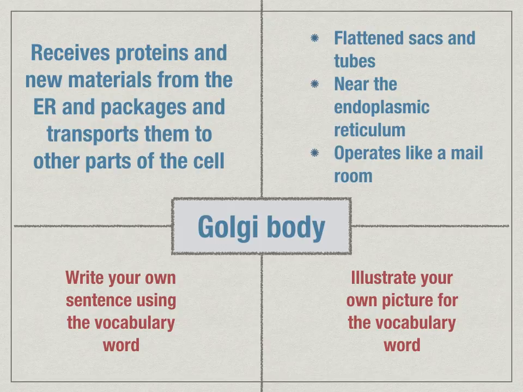The next vocabulary word is the Golgi body. Now, the Golgi body receives the proteins and other new materials from the endoplasmic reticulum, and it packages them up and transports them again to another part of the cell. So these are the flattened sacs and tubes that are nearby the endoplasmic reticulum. Usually they're smooth. They do not have the ribosomes attached to them. Okay? And the Golgi body operates more like a mailroom, where it's just pushing things through, sending things in different directions, trying to get things around the cell.